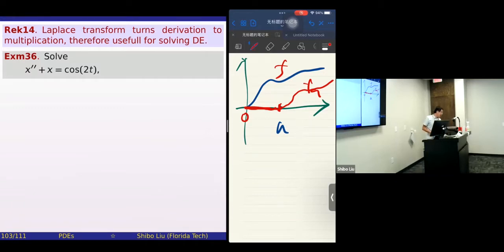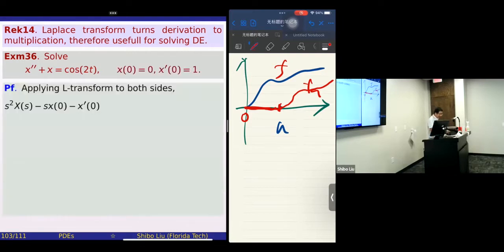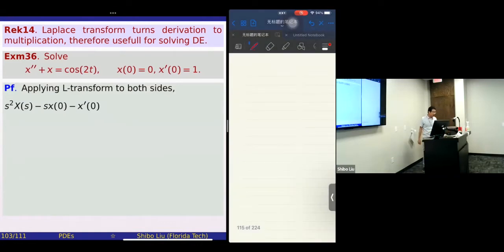First, a warm-up example, an ODE problem. This is a second order linear constant coefficient nonhomogeneous ODE. Okay. So we have an initial condition: x(0) is 0, x'(0) is 1. We want to solve this problem by Laplace transform. How to do this? We apply the Laplace transform to both sides of the equation.